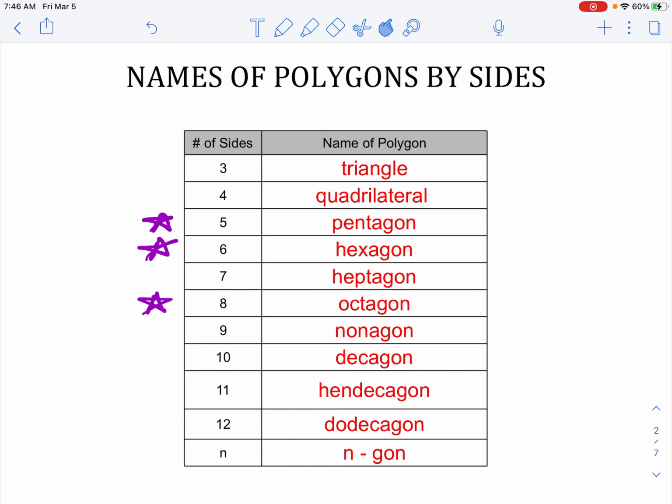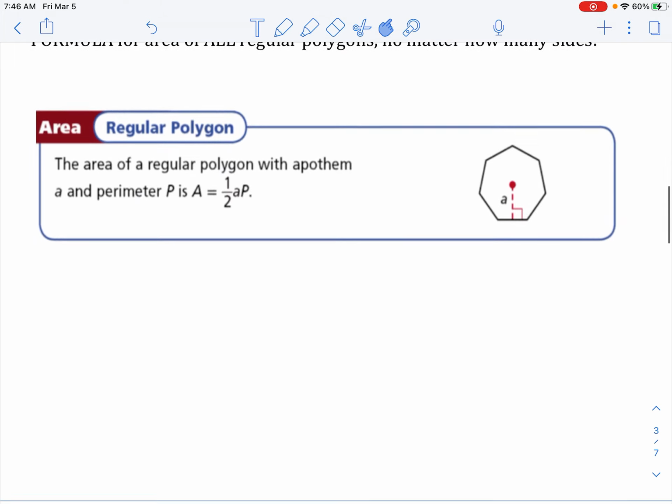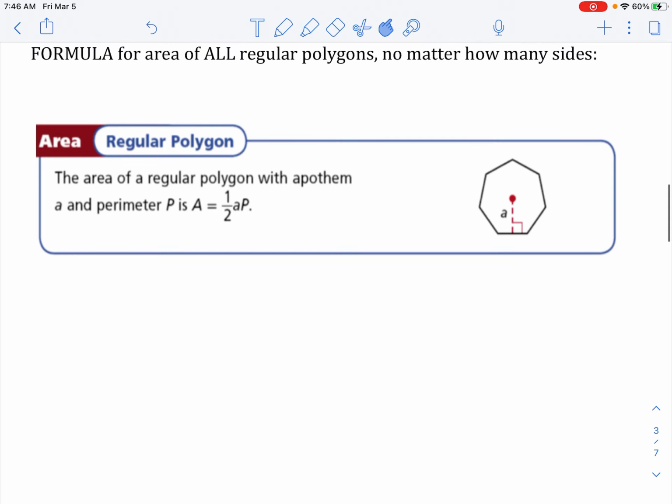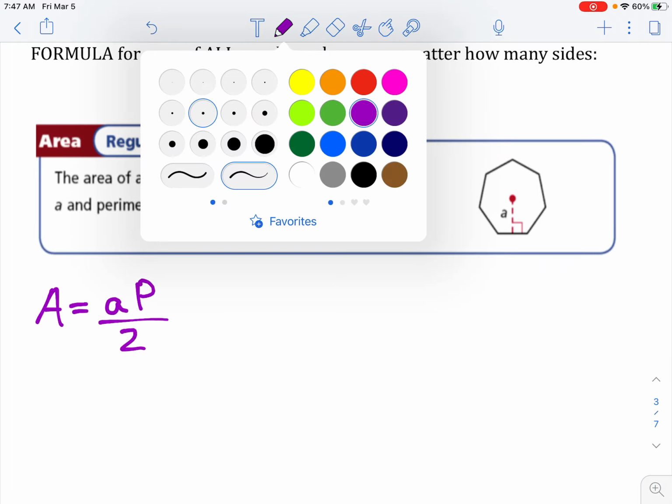All right, let's go ahead and look at the formula for a regular polygon, and we'll try to break this down for you. The formula for a regular polygon is given to us right here where it says area is 1/2 AP. We're going to look at it as saying area equals apothem times perimeter divided by 2. That's the same formula, but again, we like to write it like this because the fraction confuses people sometimes in case we have to work backwards.